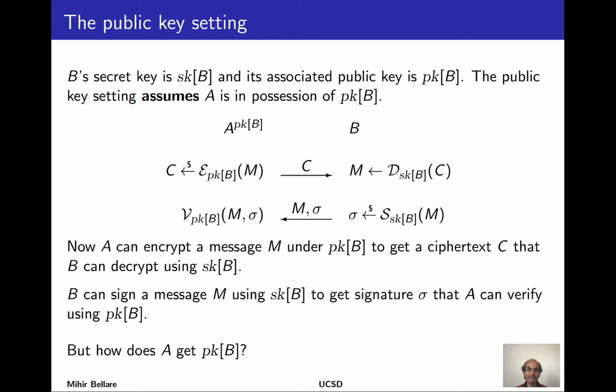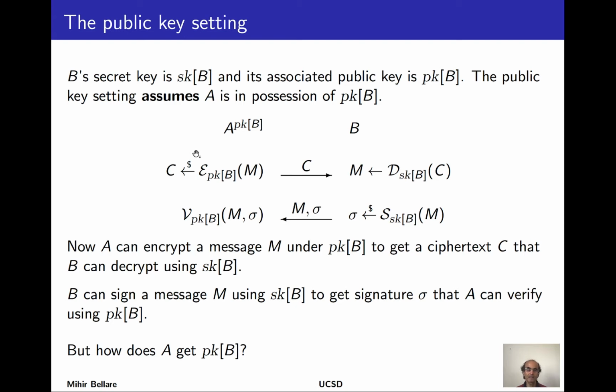So to recall what the issue is, remember that we've studied a few settings. One of them is the public key setting. And the way we studied it was to assume that a key generation process had produced a public key and associated secret key for one of the entities, call that entity B, and that the other entity A was in possession of B's public key, which we write as giving that public key as a superscript.